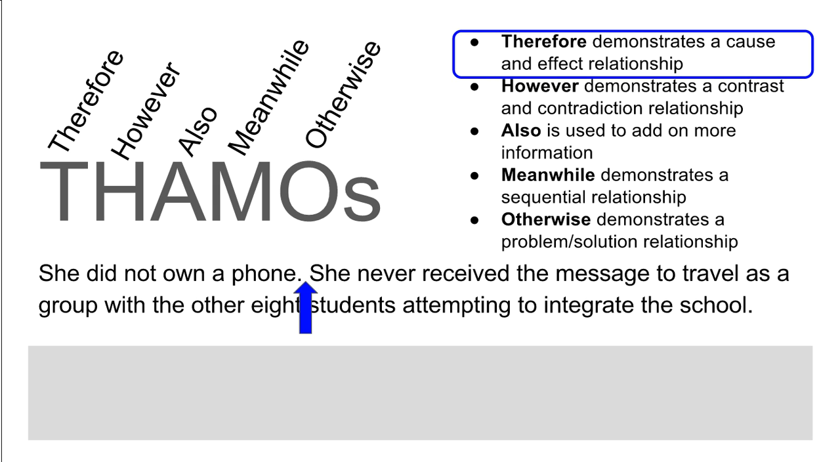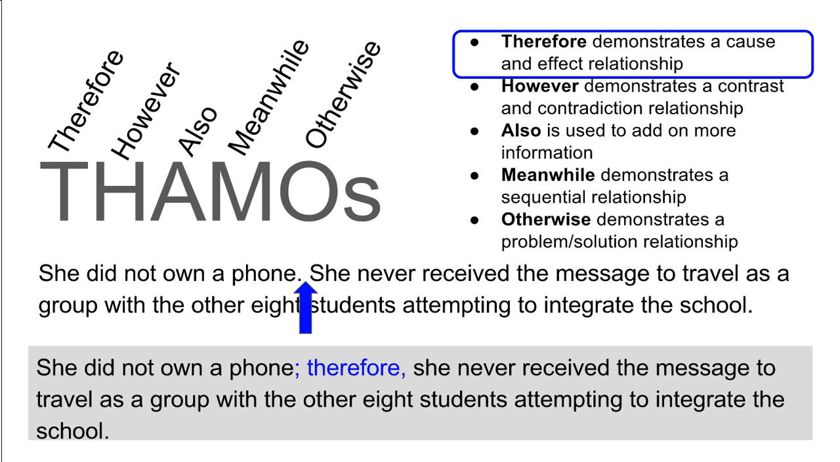Therefore, exactly. Therefore demonstrates a cause and effect relationship. The cause, she did not own a phone. The effect, she never received the message to travel as a group with the other 8 students attempting to integrate the school. So, replace the period with a conjunctive adverb. She did not own a phone; therefore, she never received the message to travel as a group with the other 8 students attempting to integrate the school.